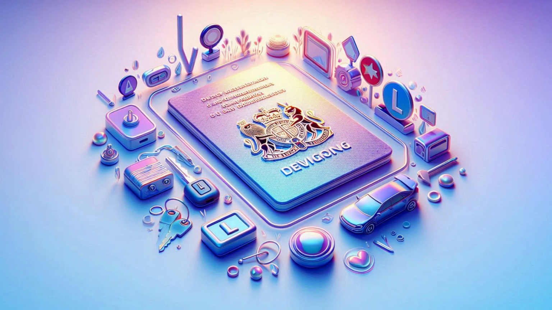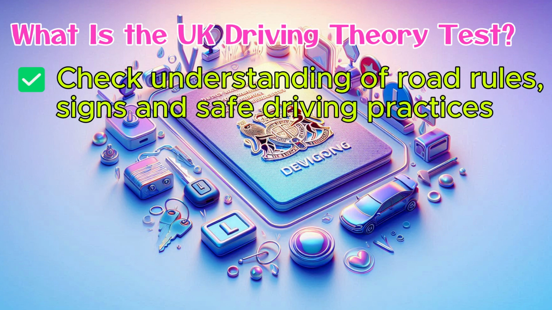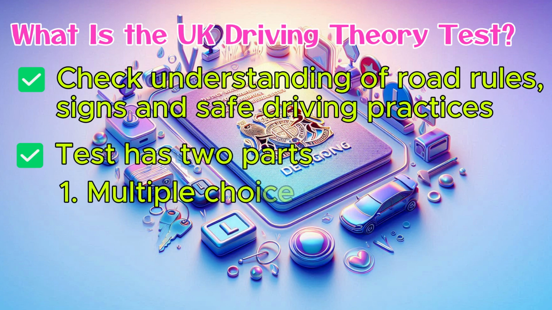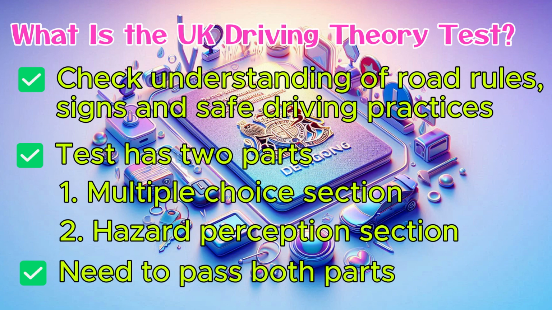Before we jump into the booking process, let me quickly explain what the driving theory test actually is. The UK driving theory test is the first step towards getting your full driving license. It's designed to check your understanding of road rules, signs, and safe driving practices. The test has two parts. 1. Multiple choice questions based on the Highway Code, road signs, and general driving knowledge. And 2. A hazard perception section where you'll watch video clips and click when you spot a developing hazard. You need to pass both parts to move forward to the practical driving test, and if you fail one part, you'll need to retake the entire test.